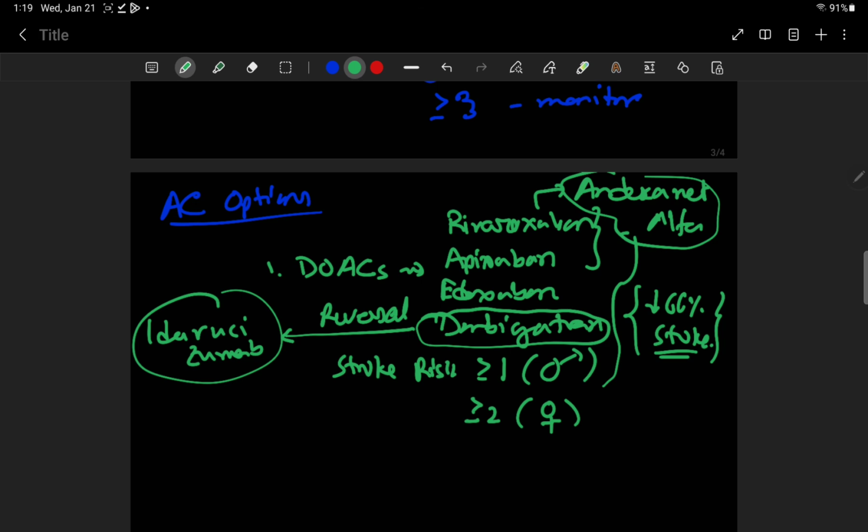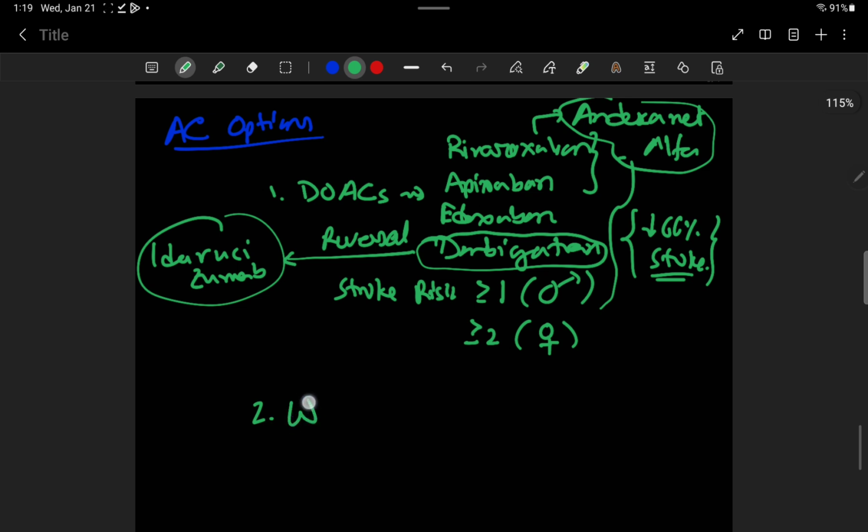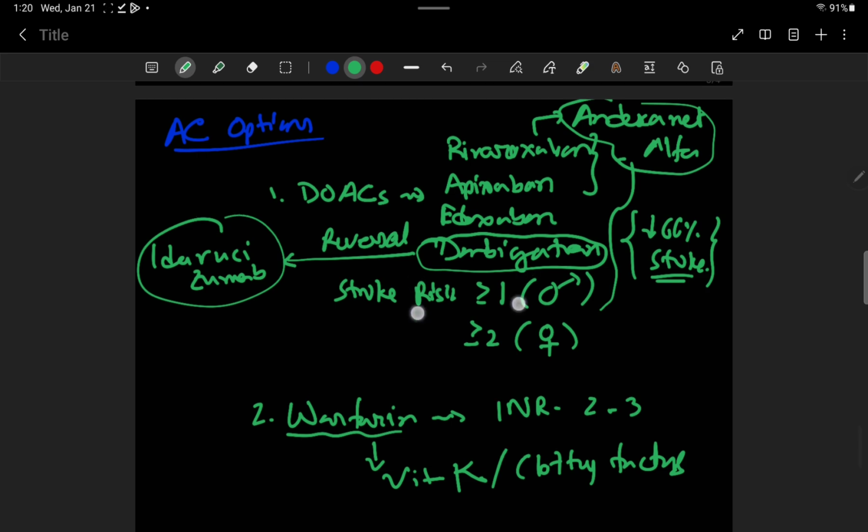Aspirin we don't give in this patient, as it has not been so useful. But besides these drugs, there is another option, warfarin. If anyway you cannot give the DOACs, you can give warfarin. The INR target should be 2 to 3, and here the reversal drug is vitamin K, or you can give clotting factors. Okay, so these are the treatment options.